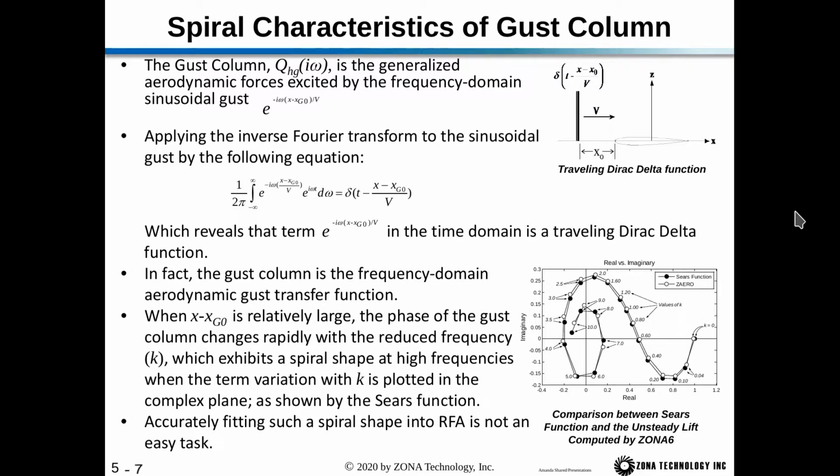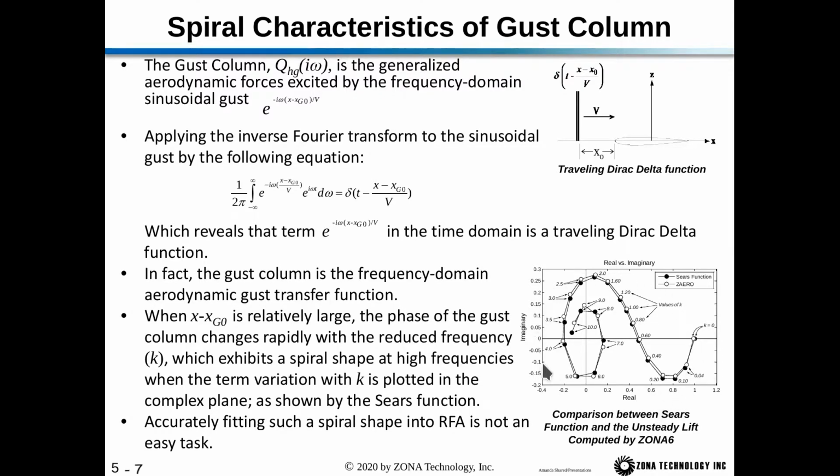Now in fact, the gust column is the frequency domain aerodynamic gust transfer function. So you can see when x minus xg naught is relatively large, the phase of the gust column changes rapidly with the reduced frequency k. So this x minus xg naught term here, if it's large, you can see that a small change in omega, and remember omega corresponds to the reduced frequency k, a small change here yields a large change in this term. So this will exhibit a spiral shape at high frequencies when the term variation with k is plotted in the complex plane as shown by the Sears function over here at the right.